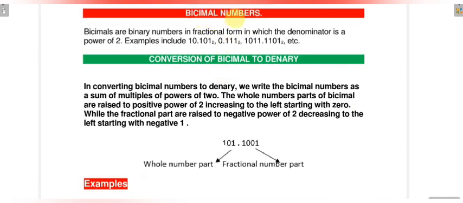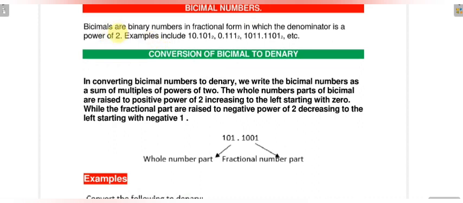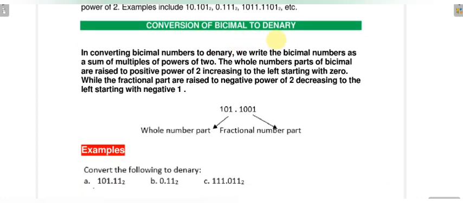So let's look at our bicimal numbers. Bicimal numbers or bicimals are binary numbers in fractional form in which the denominator is a power of 2. So these are examples of bicimal number: 10.100101, 0.111001, 1011.1101, etc. So these are examples of bicimal number. They are binary numbers that have decimals, okay? Have decimal places.